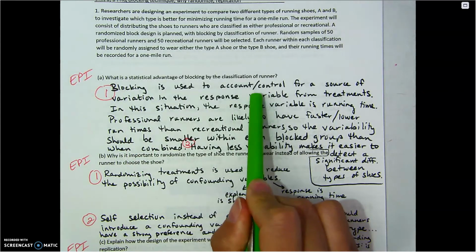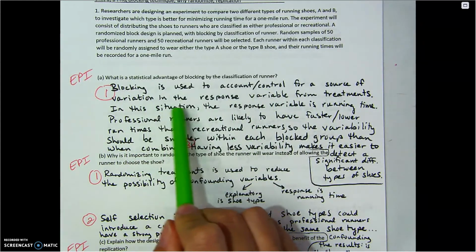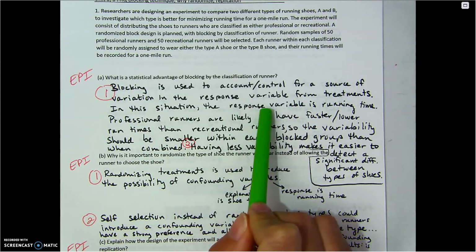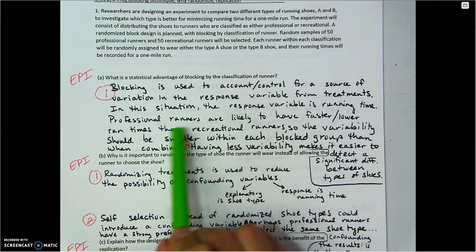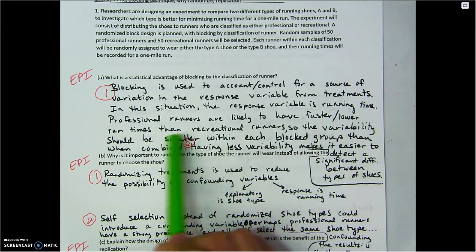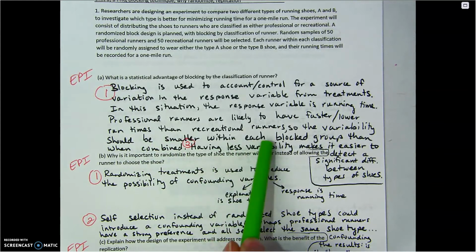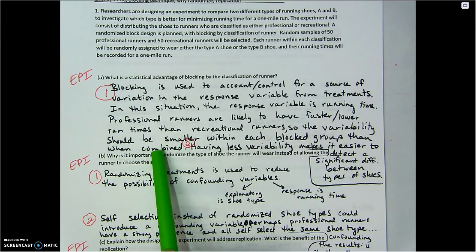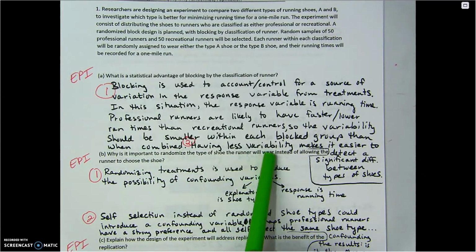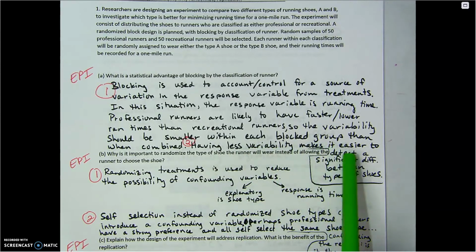Blocking is used to control for a source of variation in the response variable from treatments. In this situation, the response variable is the running time. Professional runners are likely to have faster, or you might say lower, run times than the recreational runners. So the variability should be smaller within each block group than when combined. Having less variability, here's why it's important.